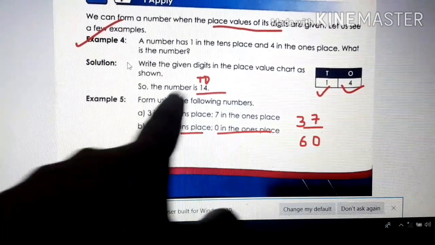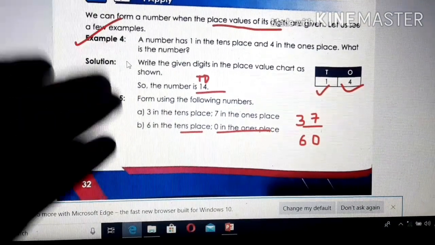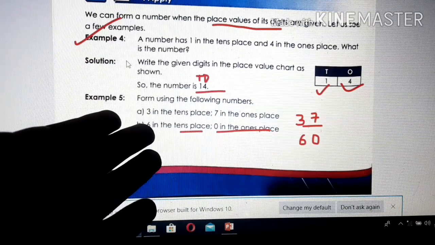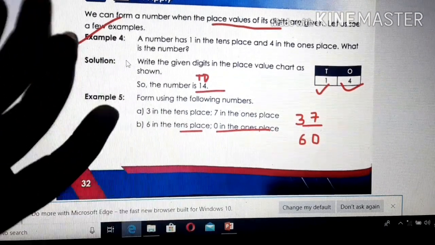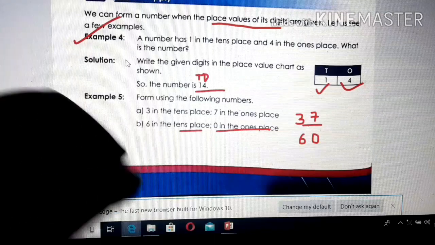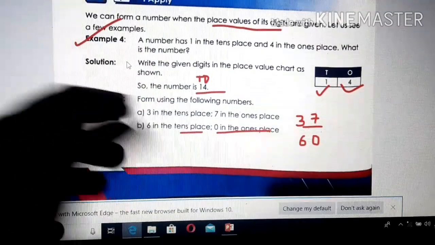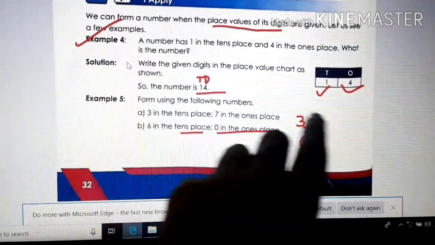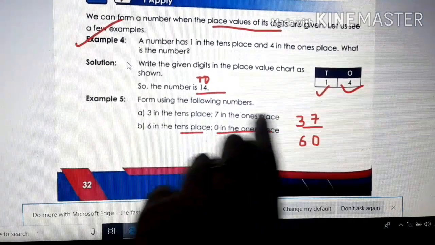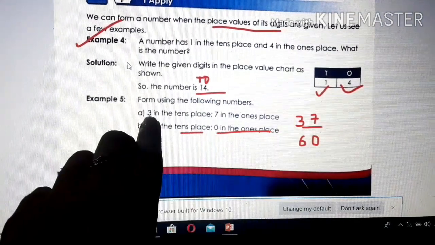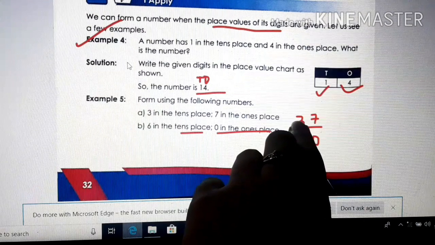Okay. Next, example 5. Form using the following numbers. Again, children, the place value of the digit is given here. You have to form the number. Now 7 is in which place? Ones place. Put 7 in ones place. Put 3 in tens place. So what do you get?